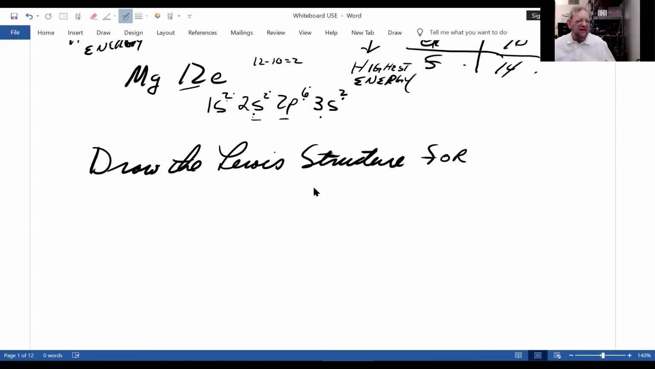Oh, by the way, if I had something like give the electron configuration for magnesium, that would be 3 points on a test. Oops, I gave that away.